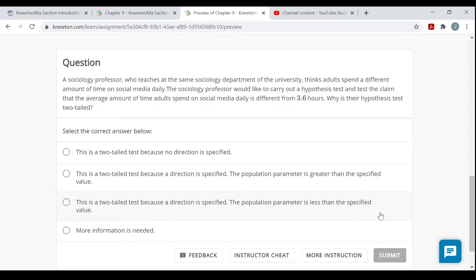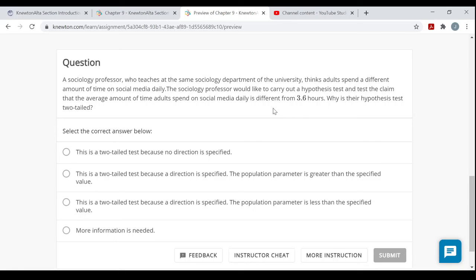Yeah, there is a second part. So here, a sociology professor who teaches at the same sociology department of the university thinks adults spend a different amount of time on social media daily. The sociology professor would like to carry out a hypothesis test and test the claim that the average amount of time adults spend on social media daily is different from 3.6 hours. Now, why is it two-tailed? Because different is not equal. Their alternative hypothesis would be that mu is not equal to 3.6.